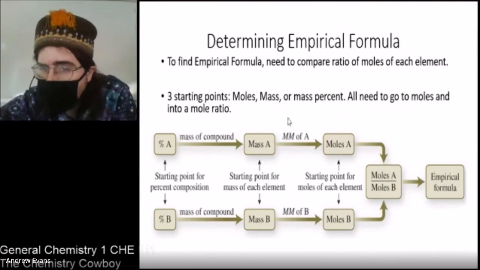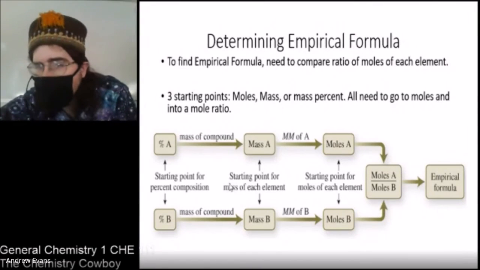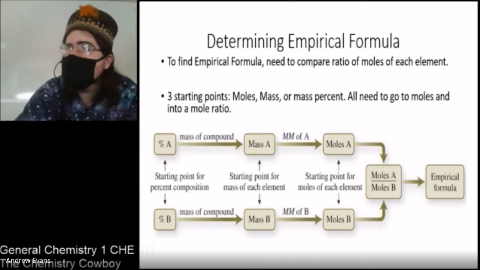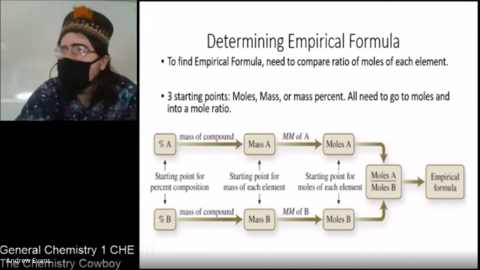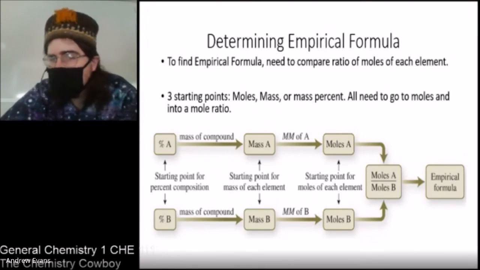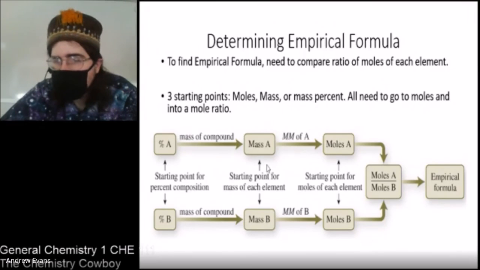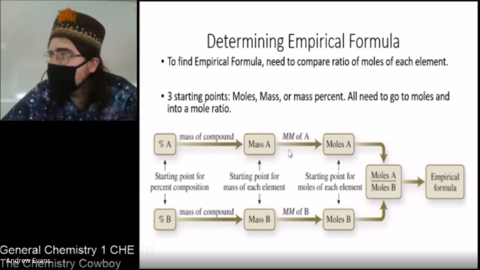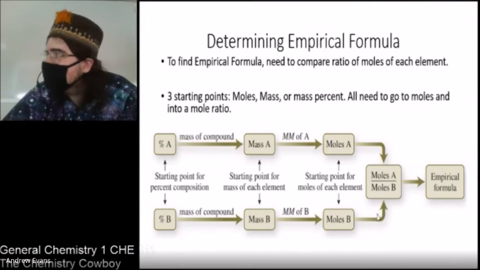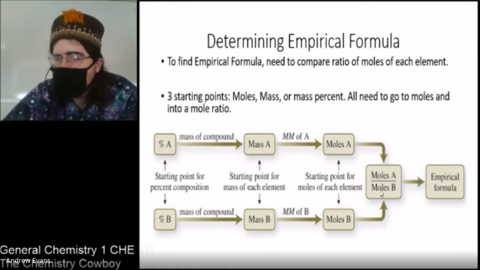So we could start from percent by mass. From percent by mass, we're going to find how much mass of each element we have. From there, each mass, we can turn into moles by using the molar mass of each element. Once we're in moles, we are going to compare just the simple ratio of moles of A to moles of B. And that will give us our empirical formula, just a simple whole number ratio.